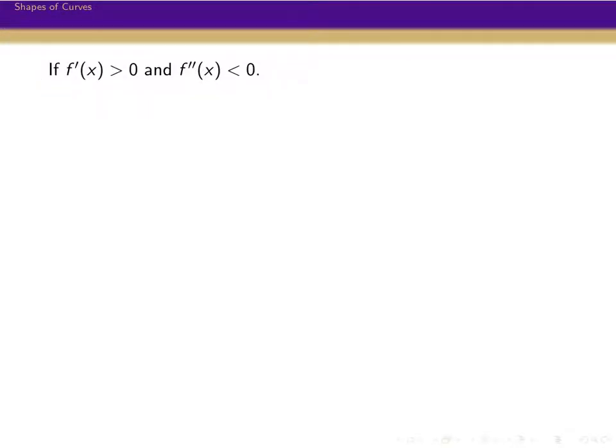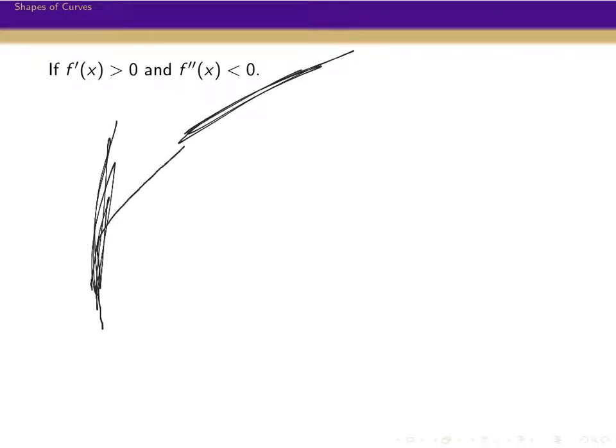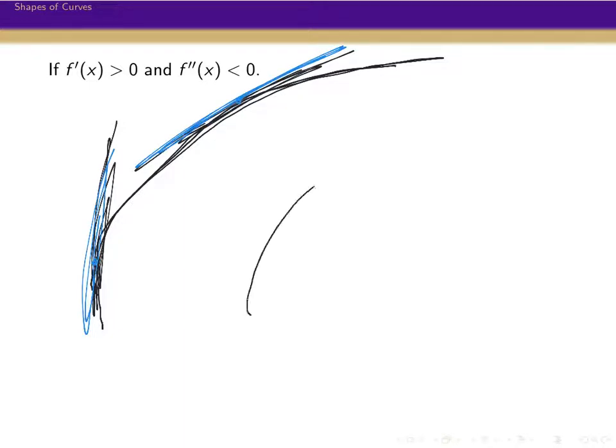Okay, what if it's increasing and concave down? Right, so it starts off with a very positive slope, and as time goes on, flattens off. Very positive slope at the beginning, flattening off. Emphasize these tangent lines in blue. So increasing concave down looks kind of like that.